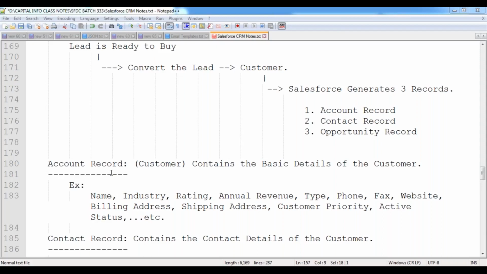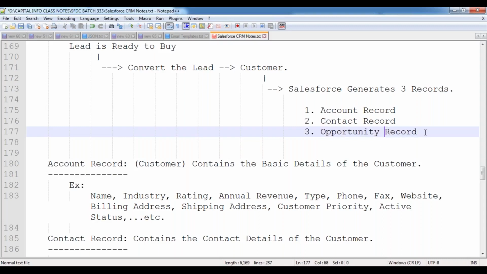Okay. So in the last session, we discussed the lead conversion process. Whenever we convert a lead as a customer, Salesforce generates 3 records. The first one is an account record, which contains the basic details of the customer. The second one is a contact record, which contains the contact details of the customer. And the third one is an opportunity record, which mainly describes the revenue part. That means how much revenue we have generated from the customer, how much business we did with the customer, is indicated by the opportunity record.